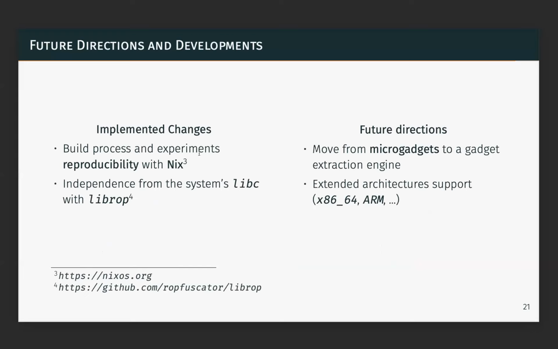Now, between the paper that we presented and is being published, we already made some changes, and we changed the build process, and we are ensuring reproducibility of the build process itself, and of ROPfuscator compiling whatever. And this is done with Nix, that is a declarative and functional package manager and language. And we also removed the dependency from the system's libc library. As future directions, one of the first steps to do is to move away from micro gadgets to more complex chains of gadgets that should also allow for better performance and an extended architecture support, moving away from x86.